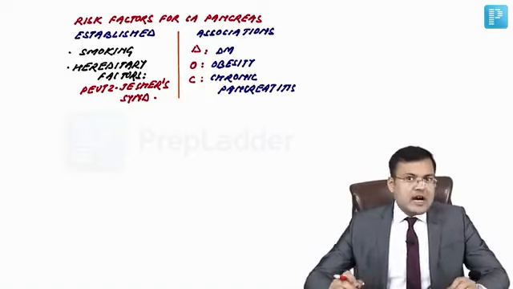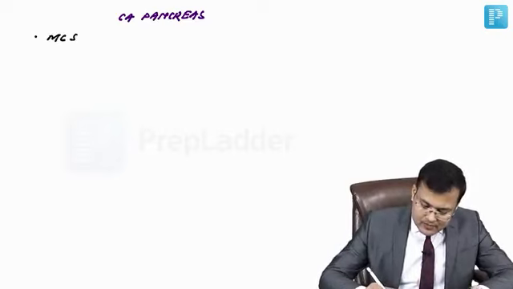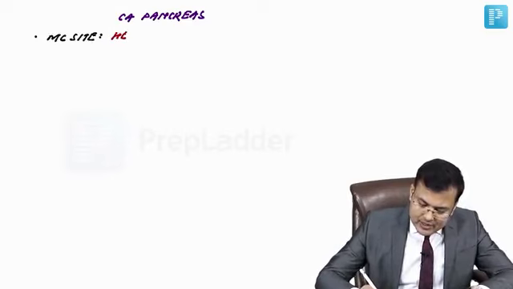Now we are going to discuss carcinoma pancreas in detail. What is the most common site of carcinoma pancreas? It is head followed by body followed by tail.